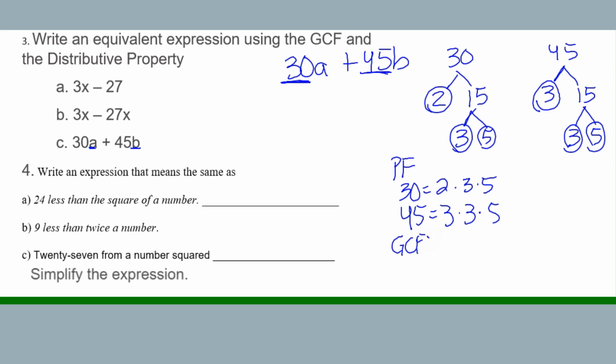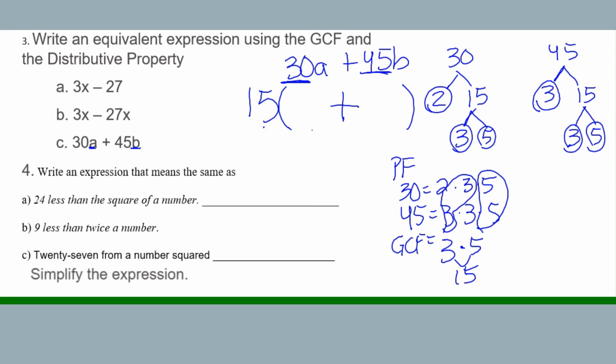Now I can find the greatest common factor. So I have 3 times 5, which is 15. So the greatest common factor is 15. So of these two numbers, I can factor out a 15. So I'm going to put my 15 outside of the parentheses, keep my sign in the middle. 15 times what number is going to give me 30 times a? 15 times 2 times a. So 15 times 2 times a is going to give me 30 times a. So if I have 15 groups of 2 times a, that's 30 times a. So 15 times what number will give me 45 times b? 3 times b.